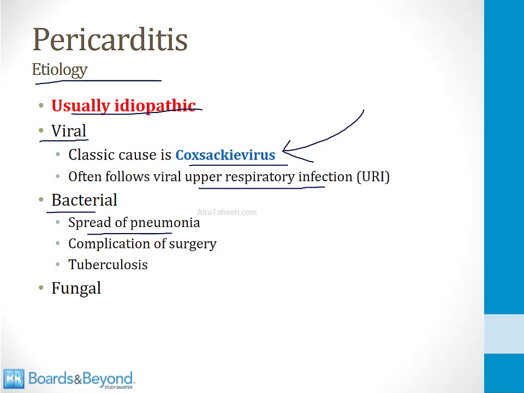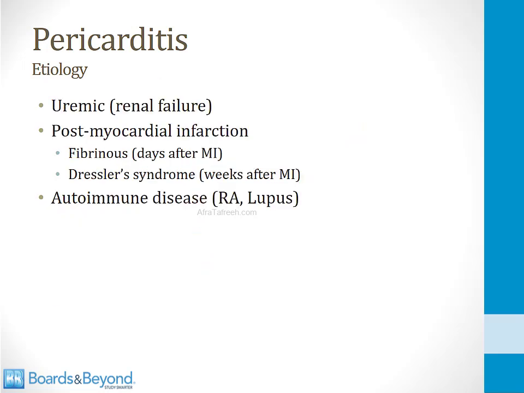It also may be seen after cardiac surgery if bacteria are introduced into the pericardium. And then finally, tuberculosis in some cases can spread to the pericardium. There are also cases that have been reported of fungal pericarditis as well. When patients develop uremia from renal failure, they often develop pericardial inflammation. This is called uremic pericarditis.